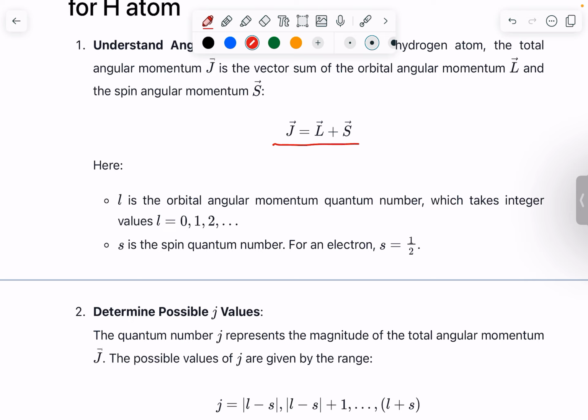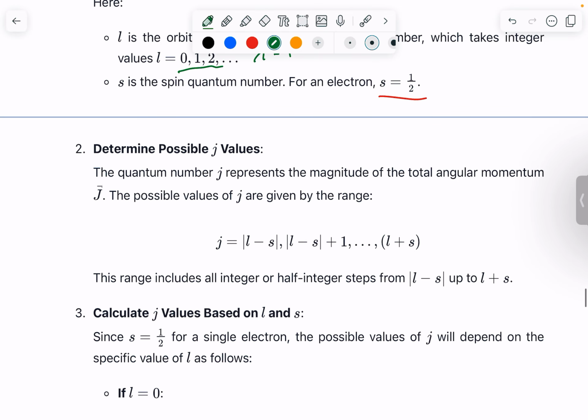Now, for the hydrogen atom, life is simple. There's only one electron. S is equal to 1/2. That's great. The L can run from 0, 1, 2 all the way to n minus 1. So we just have to watch which orbital the electron is occupying, and from there we can calculate the possible J values.